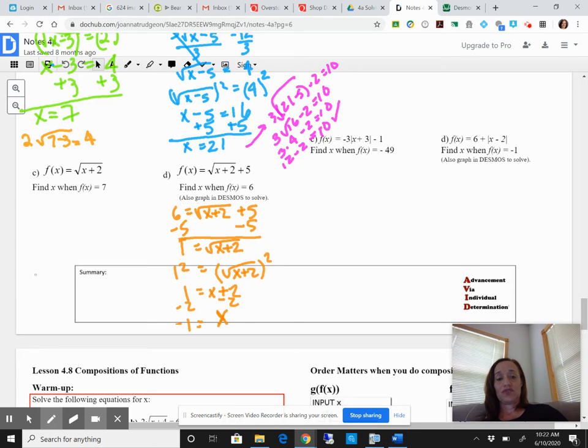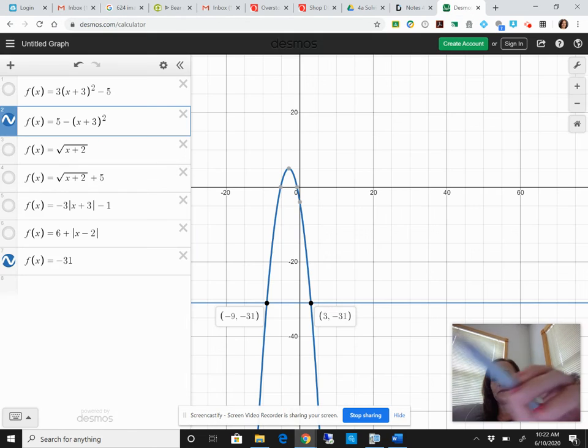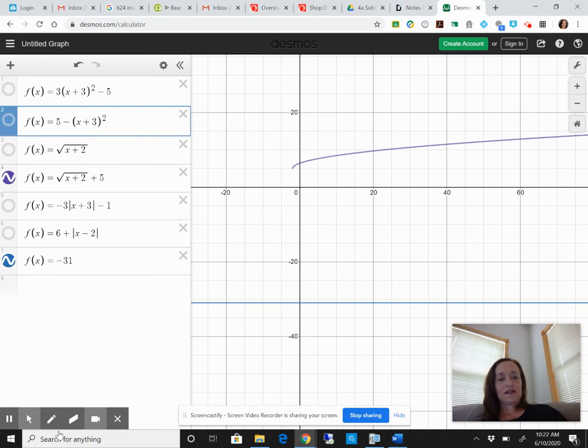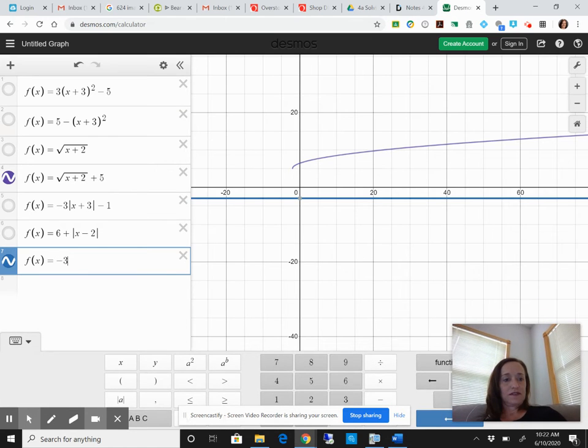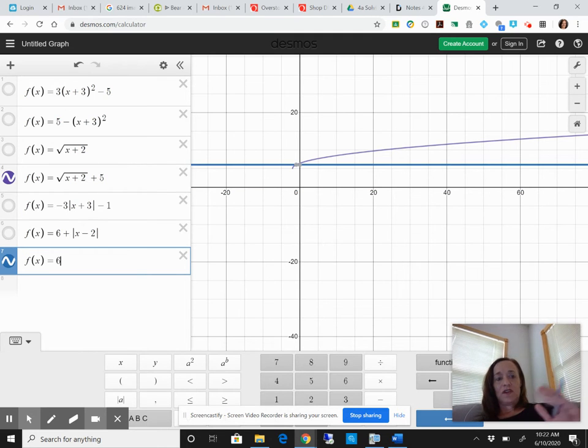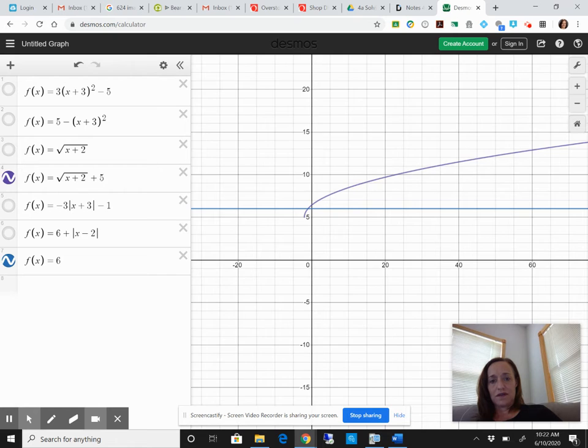I did want to show this to you graphically. So that one is this one right here. And we said f of x equaled, excuse me, I'm looking at the wrong page, equaled 6. Okay. So f of x equals 6 is this blue line, and then the purple one here is my radical.